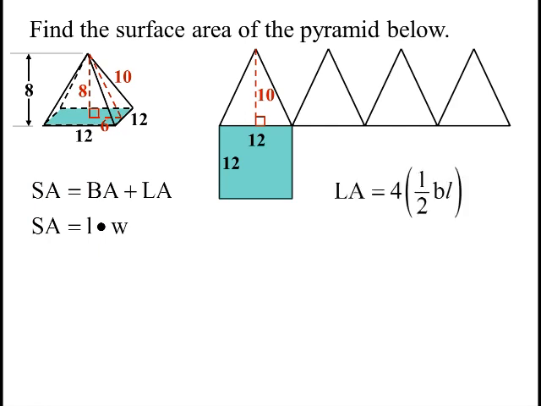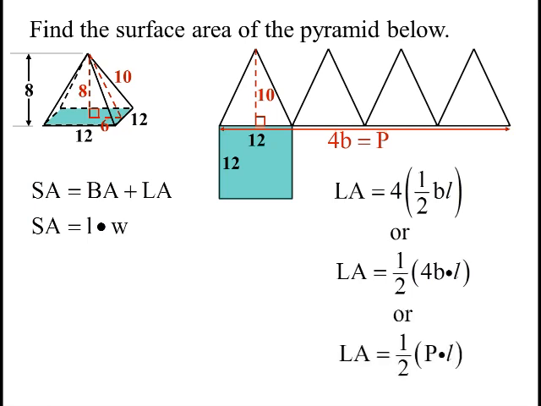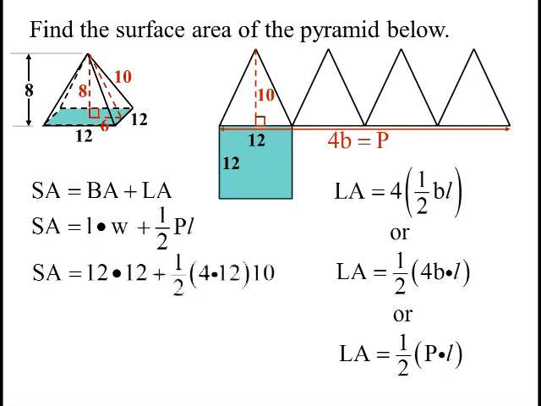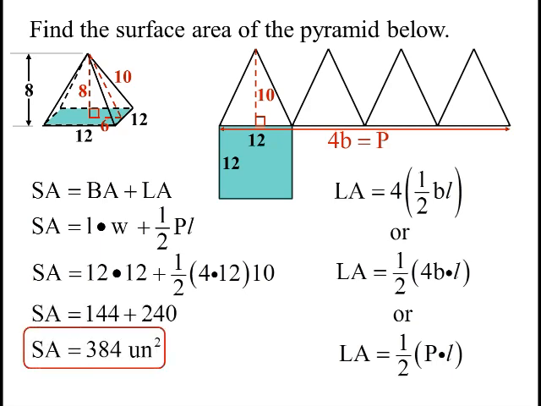The lateral area is made up of these 4 triangles that are 1/2 base times the slant height. If we simplify that, you can see that 4b is the same as the perimeter of the base, and we can substitute and say that the lateral area is going to be 1/2 PL. And this is our general formula. It's base area plus 1/2 PL. So 12 times 12 is your base, and doing some substitution, you come up with a surface area of 384 square units.